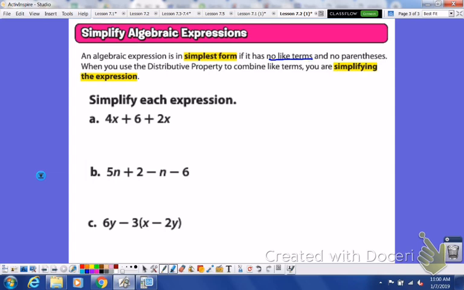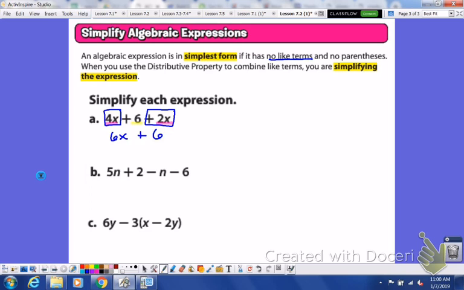Now we want to look for like terms. I see a 4x, and a 2x. Then I see a 6, there's nothing left, so nothing matches that 6. So 4x plus 2x, we're going to add our coefficients, giving us 6x, plus, nothing else matches that 6, so just plus 6.